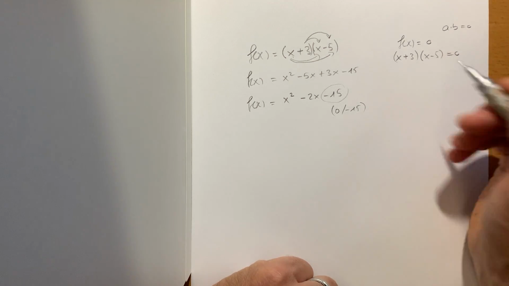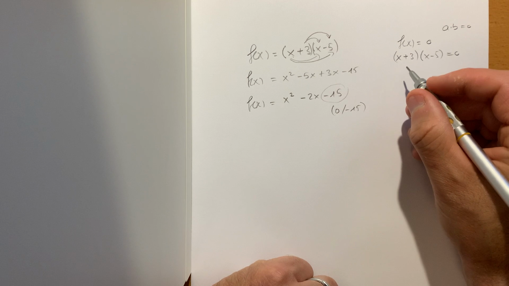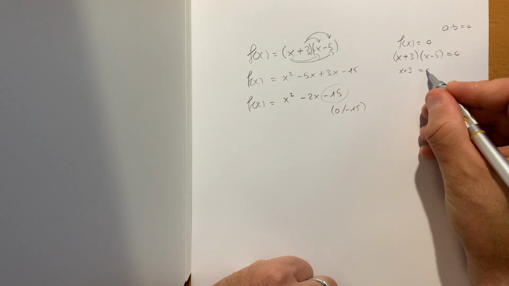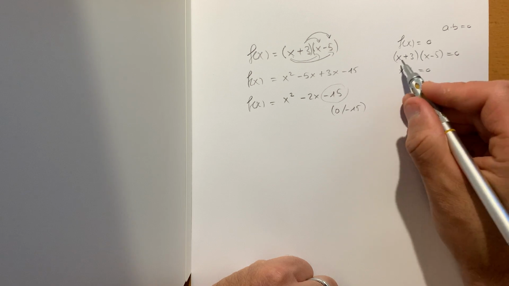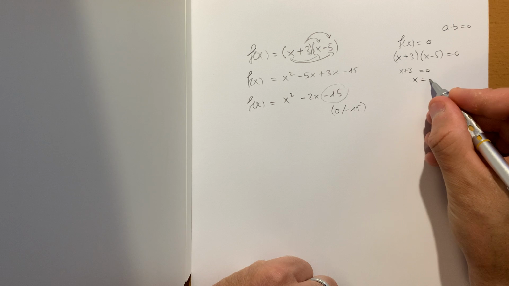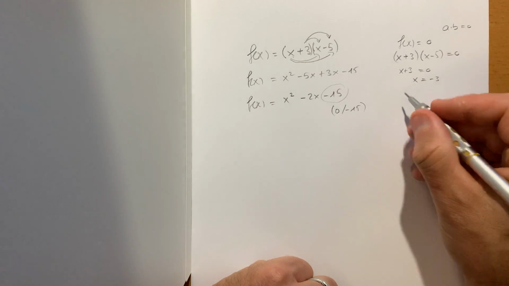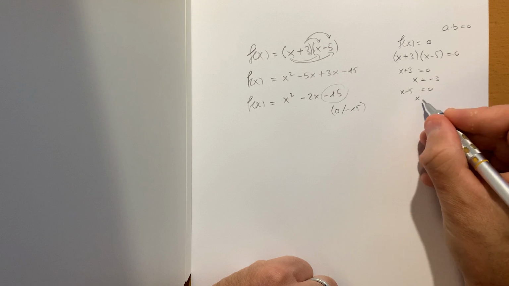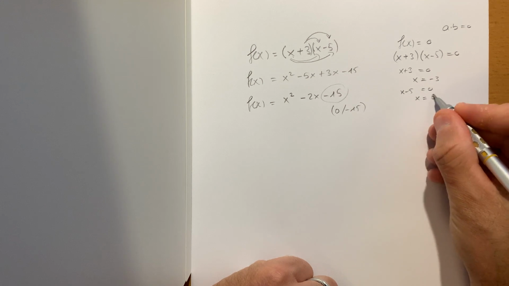So in this case, you can use that piece of information. Either this first factor is equal to 0 or the second one. x + 3 = 0, so let's see, x would be -3. Or x - 5 could be equal to 0. That would mean x has to be 5.